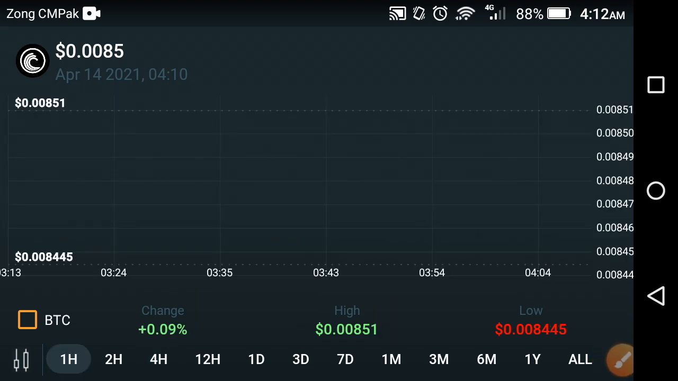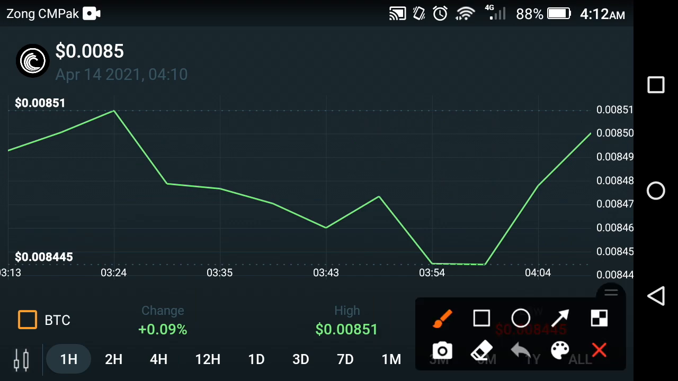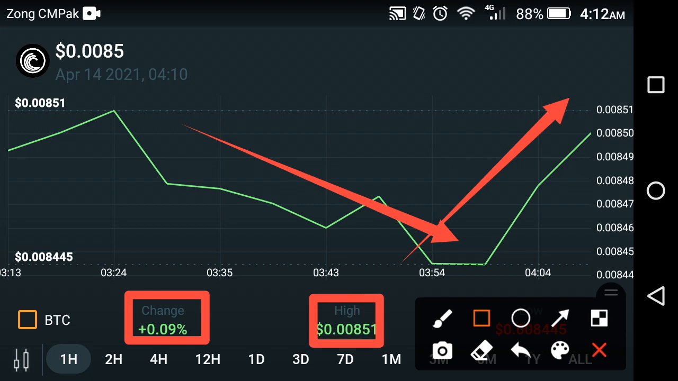Now let's see the current status of the Bittorrent coin in the cryptocurrency market. As you can see here, now it starts jumping upward after a fall. As you can see here, the fall occurs after a fall, they are ready for a jump. The change in Bittorrent in the last 1 hour is positive 0.09%, and the high price of Bittorrent is $0.00851 USD in the last 1 hour, friends. So according to the price predictions of Bittorrent, I like this change.